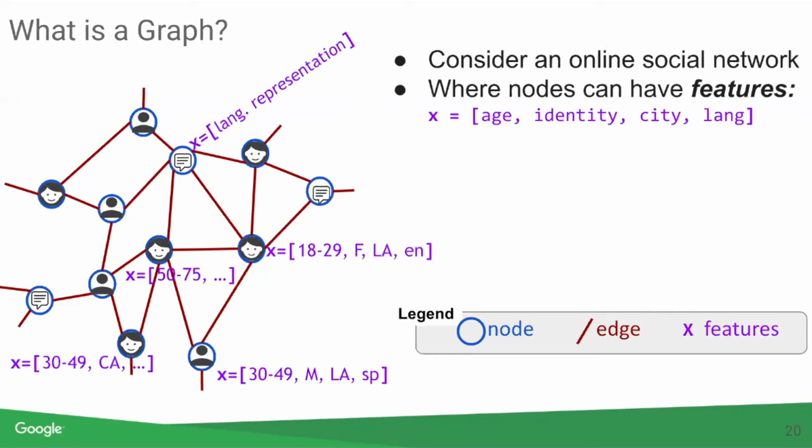Additionally, you can have features. Each node could have some kind of feature vector. So for instance, for each person, you might know their age range, their gender, their location, and the language that they speak. And for a comment, you might store the actual words in the comment, or you might store the language representation, which could be like a BERT embedding or a word2vec embedding.